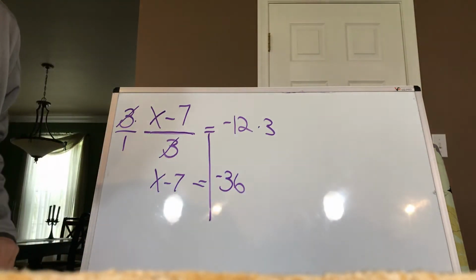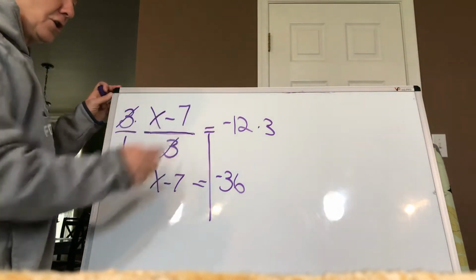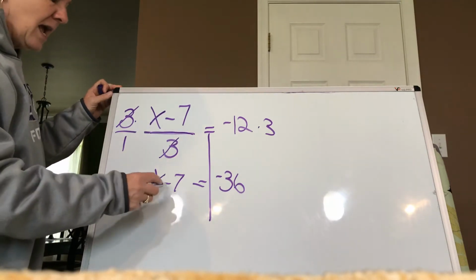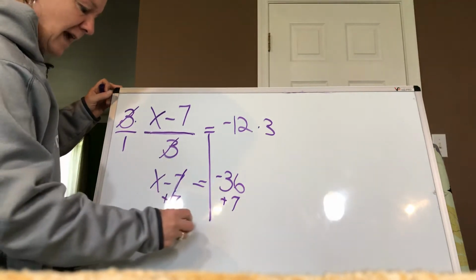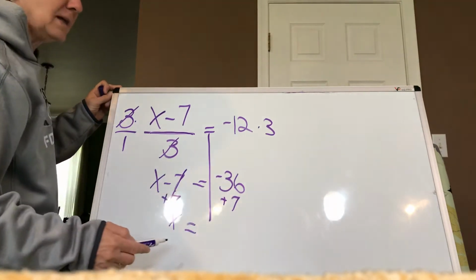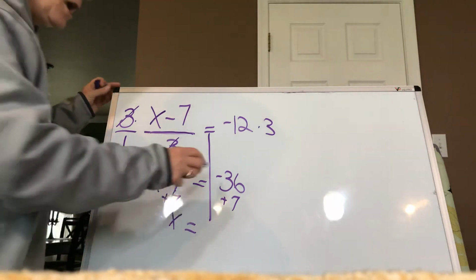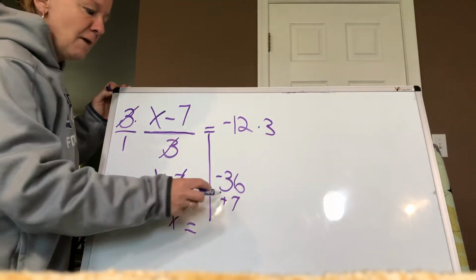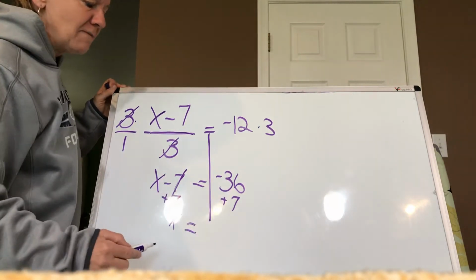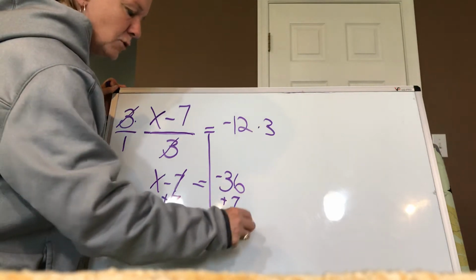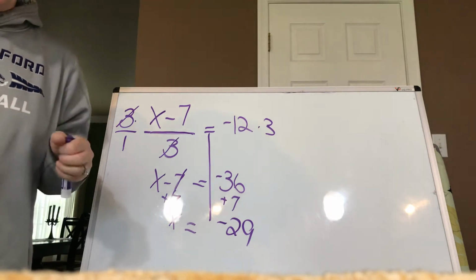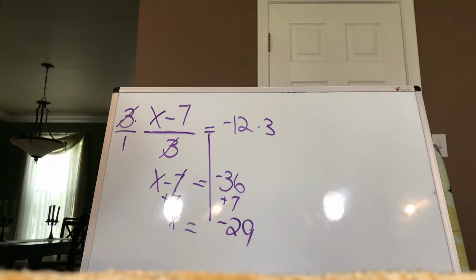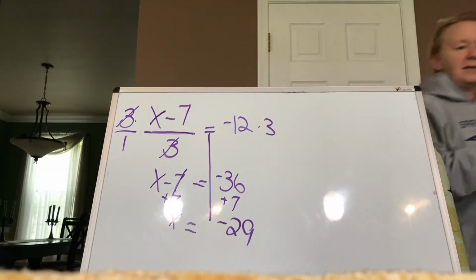Guys, please use your calculator when you're doing this so you make sure you don't make any minor errors. How do I finish solving this? Add 7 to both sides. I end up with x equals negative 36 plus 7. Remember, you're thinking money. You owe somebody 36, but you have 7. Wouldn't you give them your 7 and you would still owe them 29, so negative 29. But again, I highly recommend using your calculators. All right. That is different than this one.